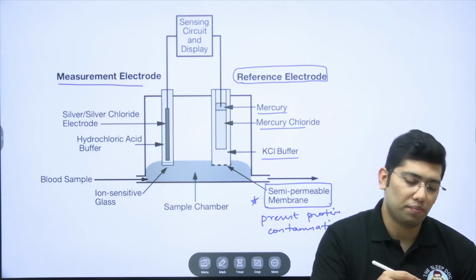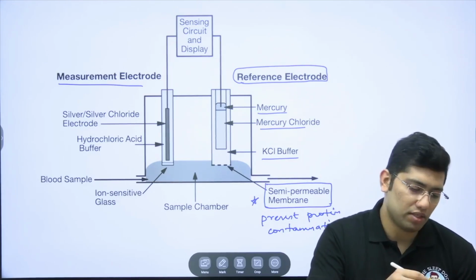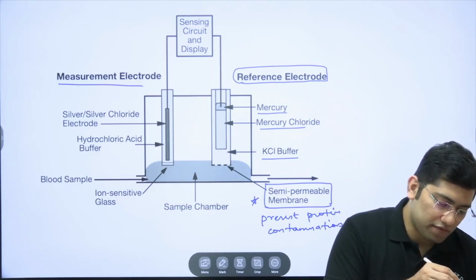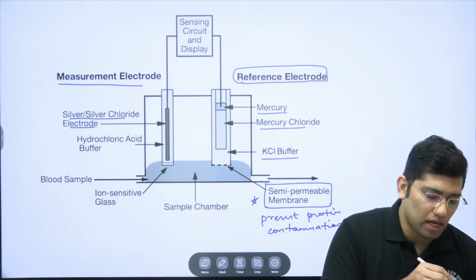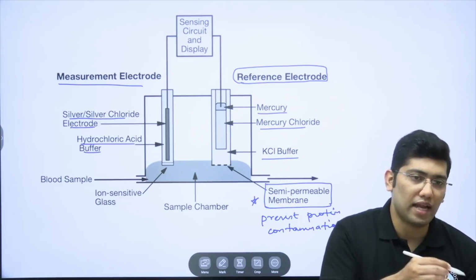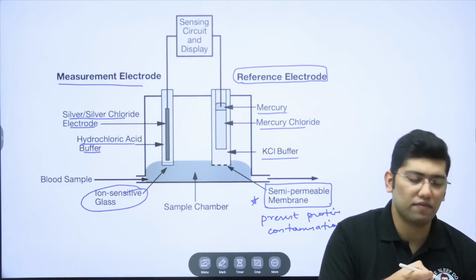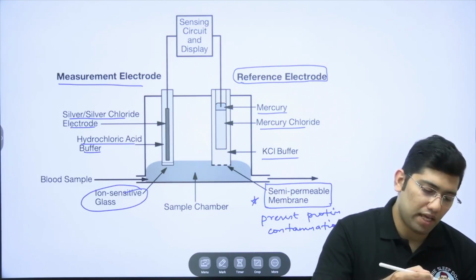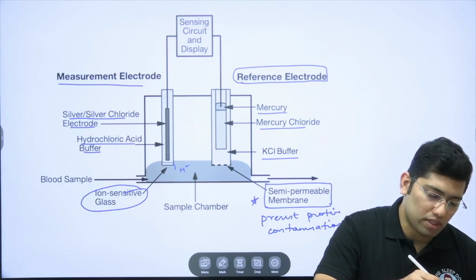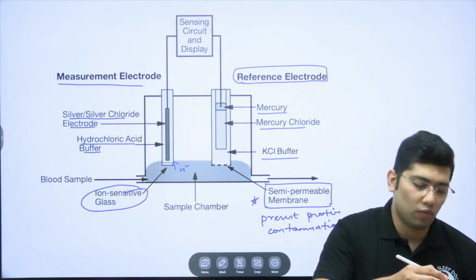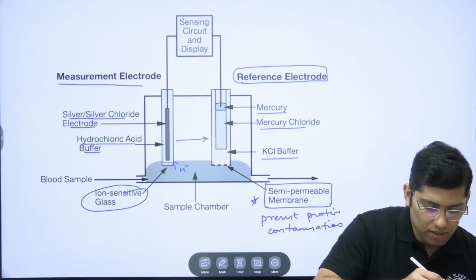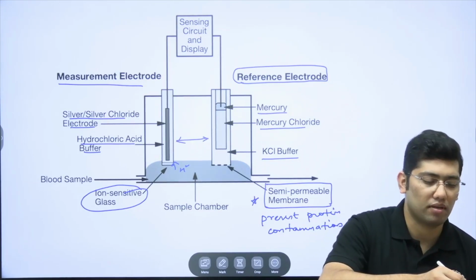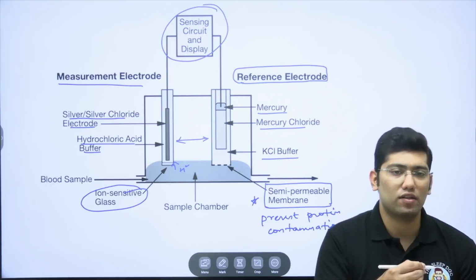During regular use, to prevent protein deposition or contamination, this semi-permeable membrane is used. The measurement electrode consists of a silver or silver chloride electrode in hydrochloric acid buffer, and this is present in an ion sensitive glass. Now, in the sample chamber, the blood is kept, and from there the hydrogen ions move towards this measurement electrode. Once it moves here, there is a potential difference that exists between these electrodes, and that is measured by this sensing unit, and the values are displayed.